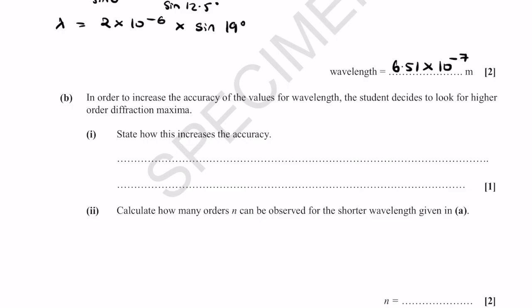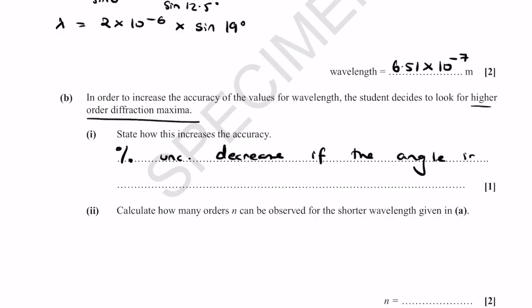Then part B says, in order to increase the accuracy of the values for the wavelength, the student decides to look for higher order diffraction maxima. State how this increases the accuracy. If you're looking for higher order maxima, you're basically increasing the angle, and if you're increasing the angle, the percentage uncertainty would decrease. So percentage uncertainty decreases if the angle is larger. That's basically that.